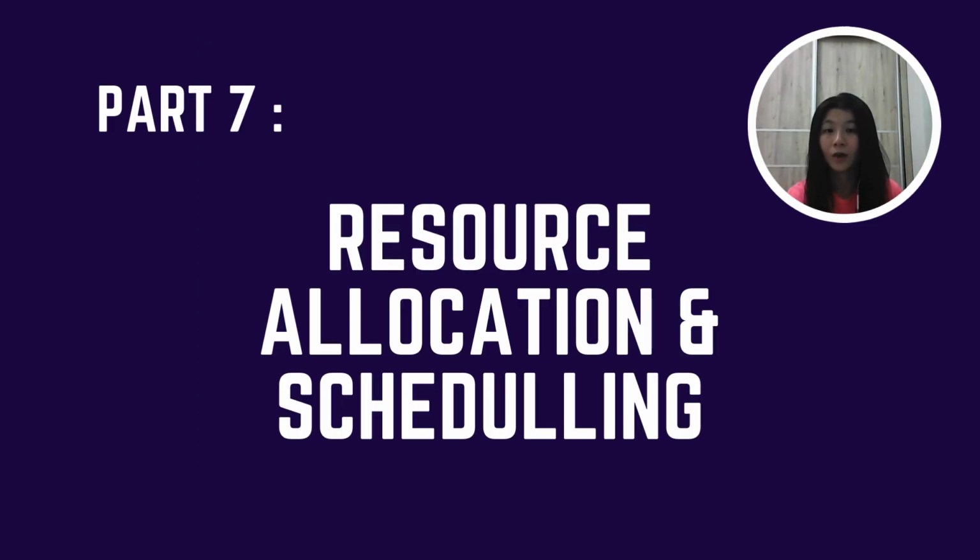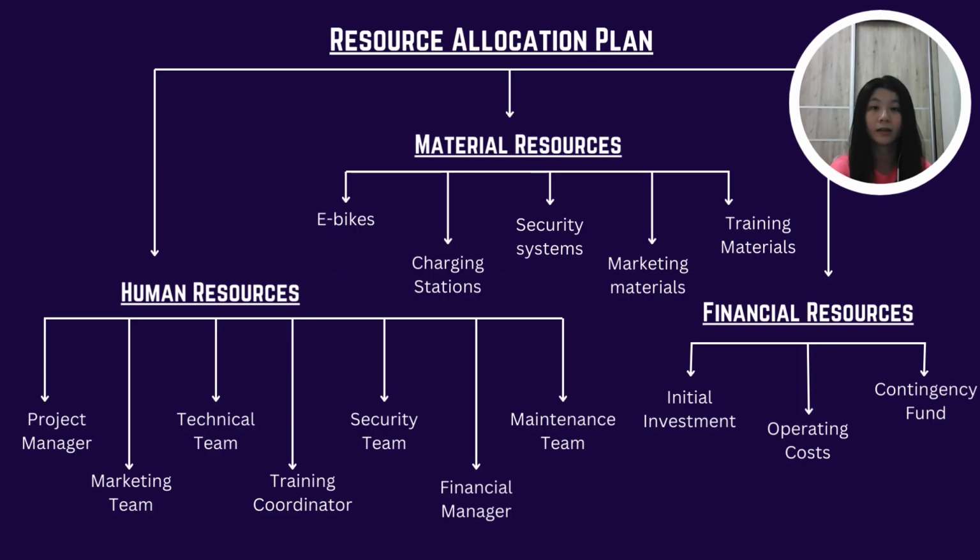So now I'll present part 7, resource allocation and scheduling. In our resource allocation plan, we categorize our resources into 3 main areas: human resources, material resources, and financial resources. Human resources include the project manager, marketing team, technical team, training coordinator, security team, financial manager, and maintenance team.